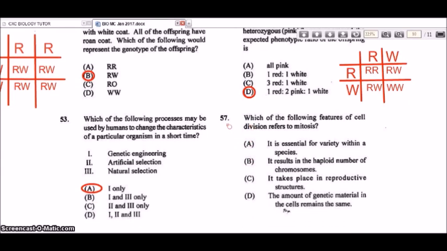Question 57. Which of the following features of cell division refers to mitosis? So out of these options here, mitosis maintains the same chromosome information. So the amount of genetic material in the cells will remain the same. So you have the chromosome number the same, therefore that means that D is the correct option there. So all the others are related to meiosis.